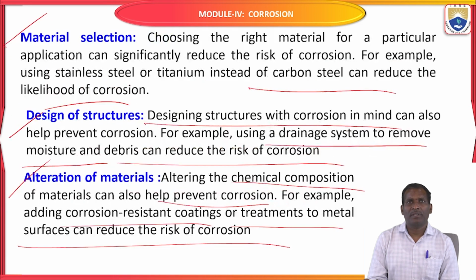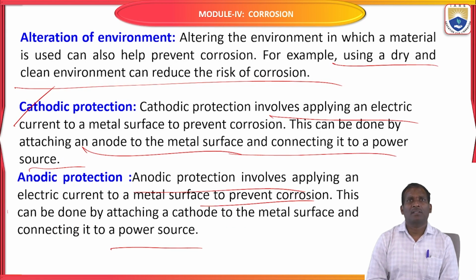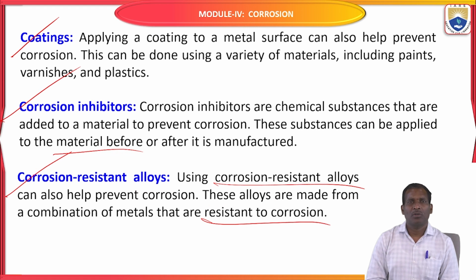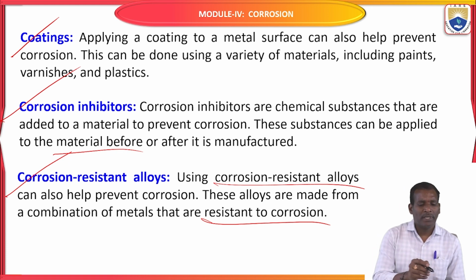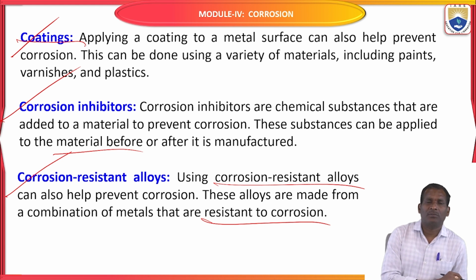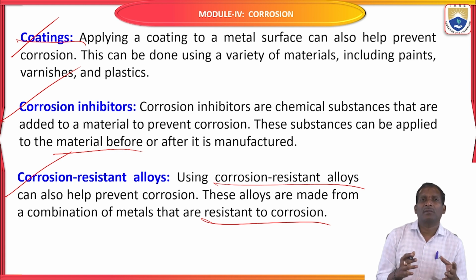The methods are here: material selection, design of structures, alteration of materials, alteration of environment, cathodic protection, anodic protection, coatings, and then corrosion inhibitors. Coatings topics you have already studied in the previous sessions. The separate topic is there, coatings. Many coating methods and applications of coatings you have seen. Corrosion inhibitors we have also studied. These are chemical substances. And corrosion resistance alloys: we create the resistance alloy by a combination of two or three materials, which gives an alloy material that is resistant to corrosion.